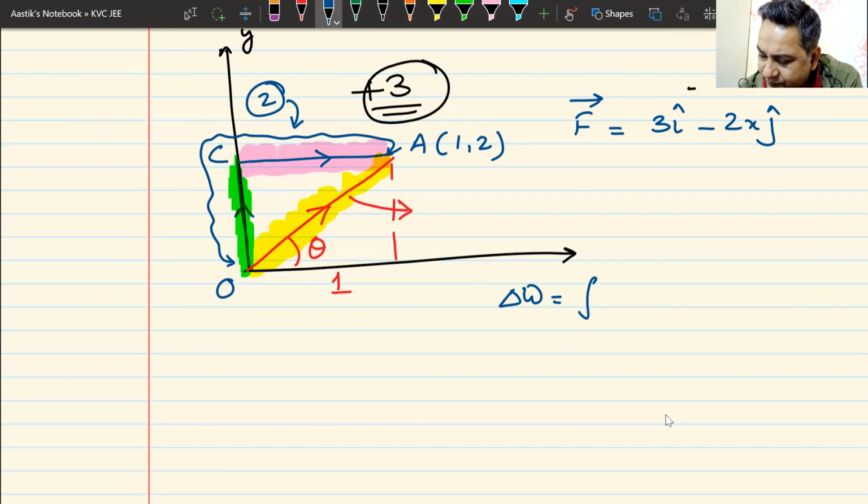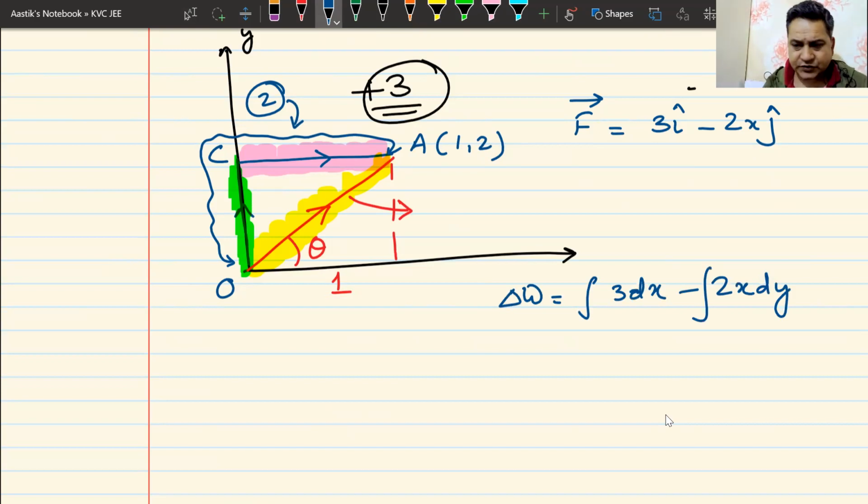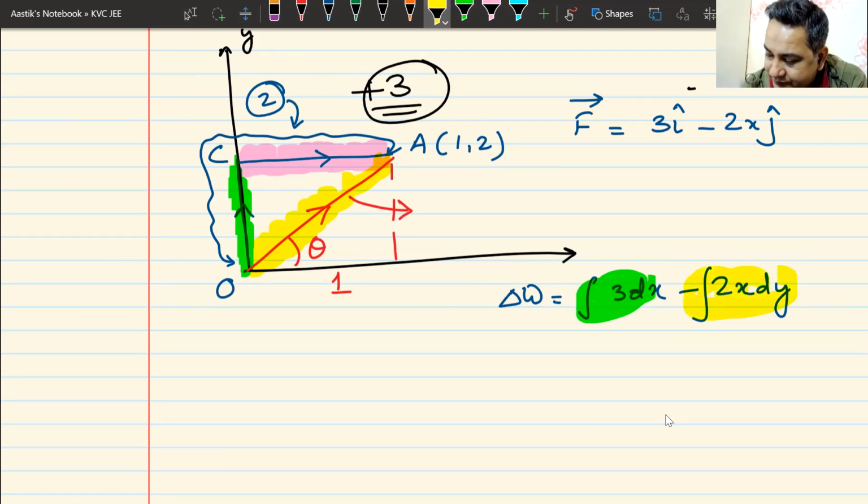It will be the integral of 3dx minus 2x dy. You just need to integrate it. If you remember it correctly, this integral is not a problem. It can be integrated straight away, so we will not discuss this integral. The only problem in this question was the other integral, and I made a mistake in one of the things. So basically, we need to calculate the yellow integral.